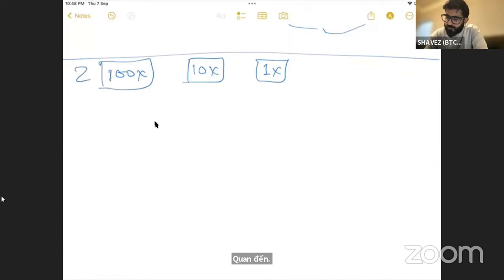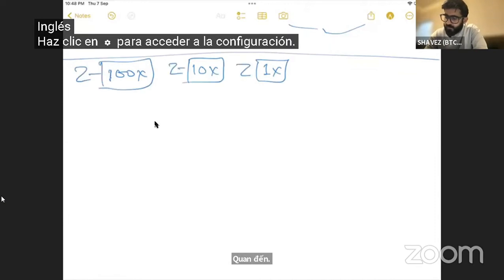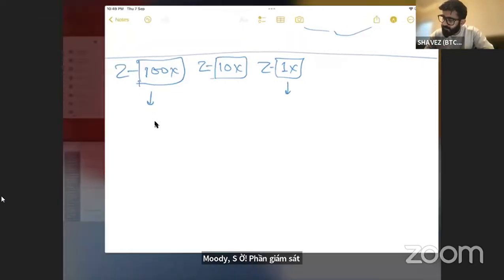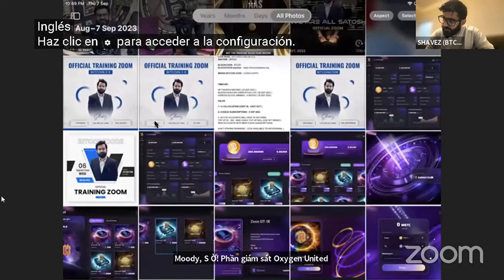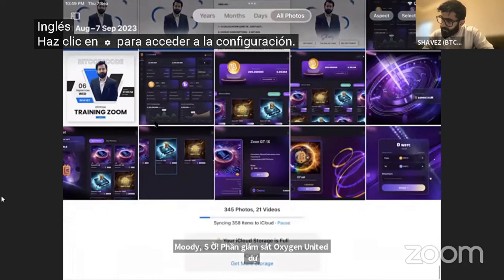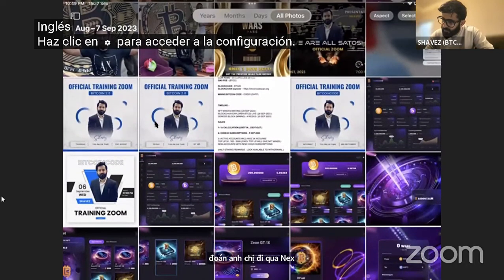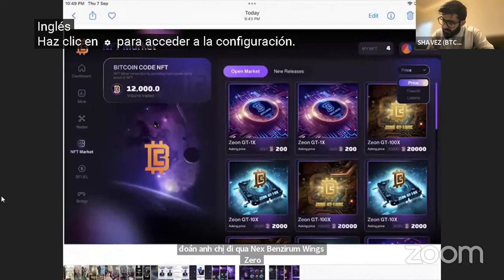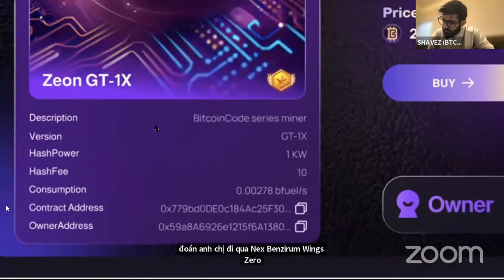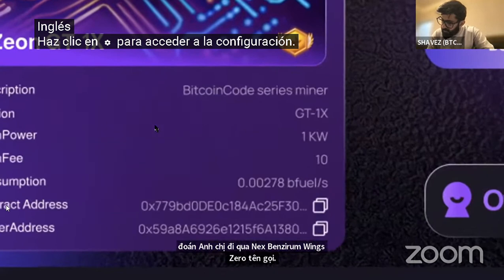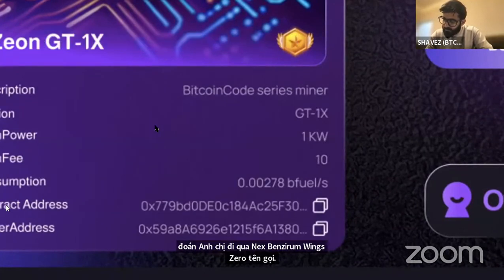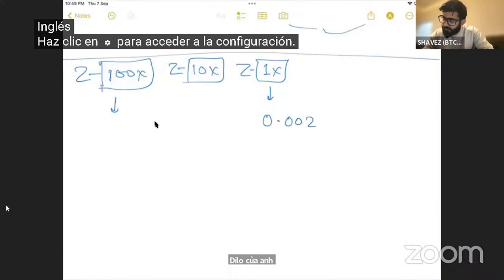These are the 3 miners: Xeon, Xeon, Xeon. Okay. So what is the consumption of Xeon GT1X? Xeon GT1X consumes 0.00278 B fuels every second.